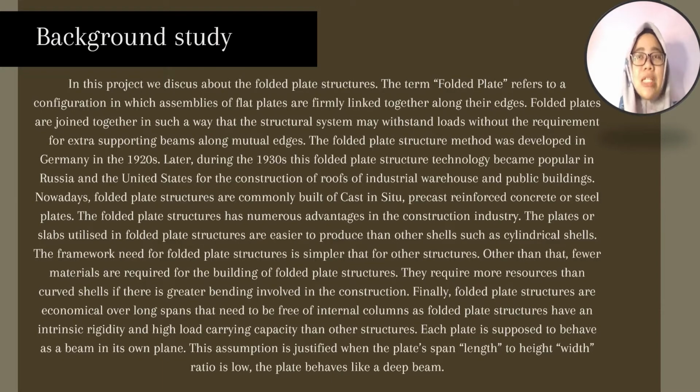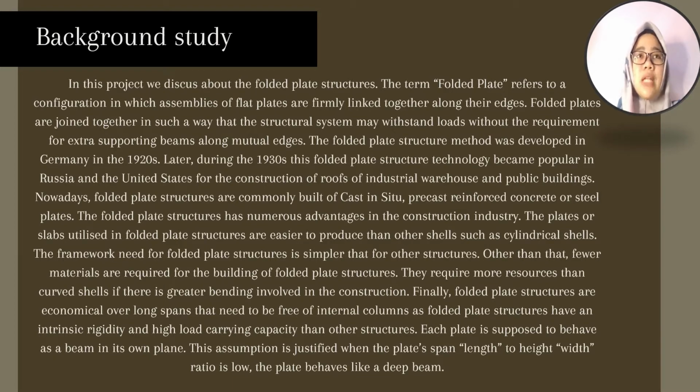The folded plate structures method was developed in Germany in the 1920s. Later, during the 1930s, this technology became popular in Russia and the United States for the construction of roofs of industrial warehouses and public buildings. Nowadays, folded plate structures are commonly built of cast in situ or precast reinforced concrete or steel plates. Folded plate structures have numerous advantages in the construction industry.